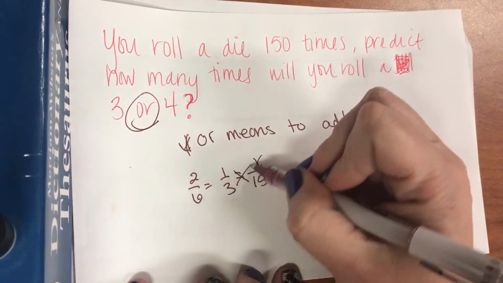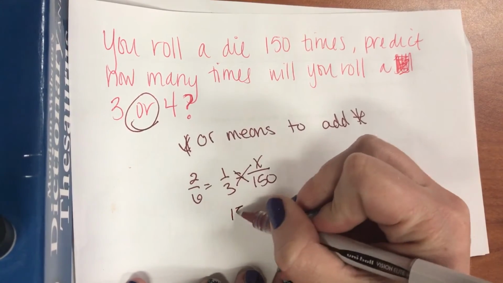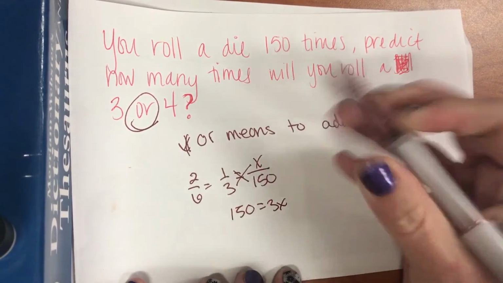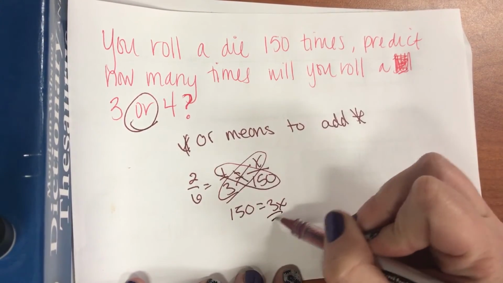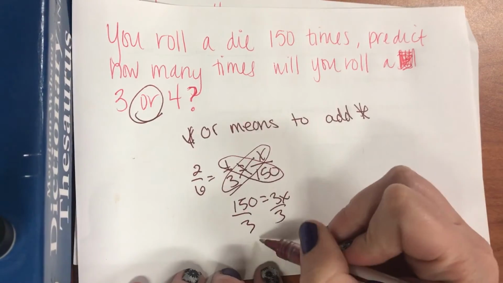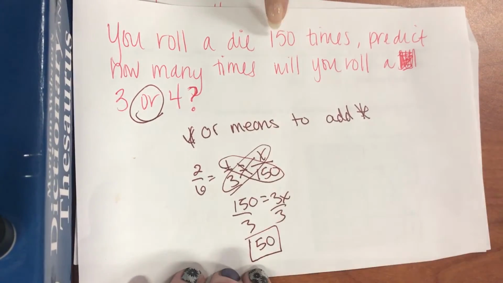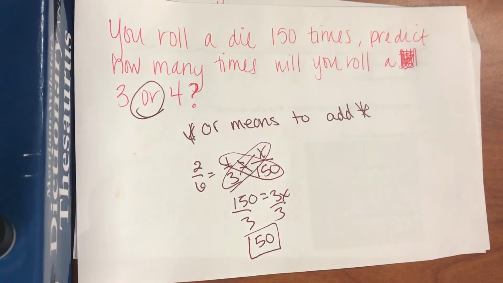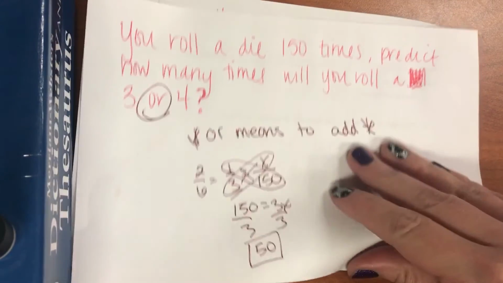So now we're going to cross multiply. 150 times 1 is 150 equals 3x. Now divide by 3. 150 divided by 3 is 50. So out of those 150 times, approximately, it'll be 50 times. Theoretically, it should be 50. We don't know experimentally because we didn't experiment.